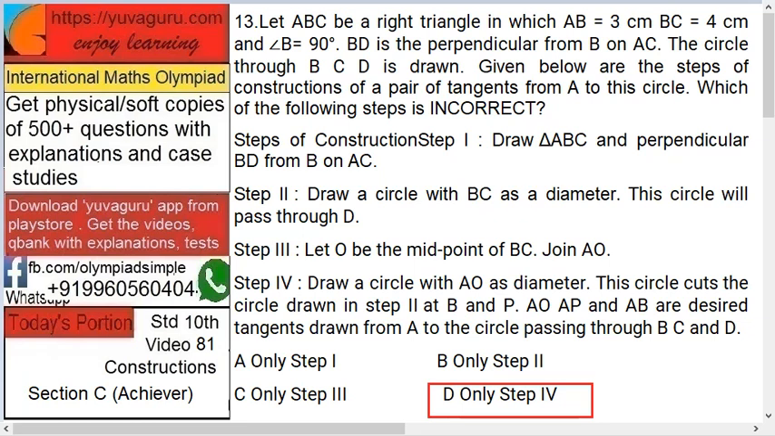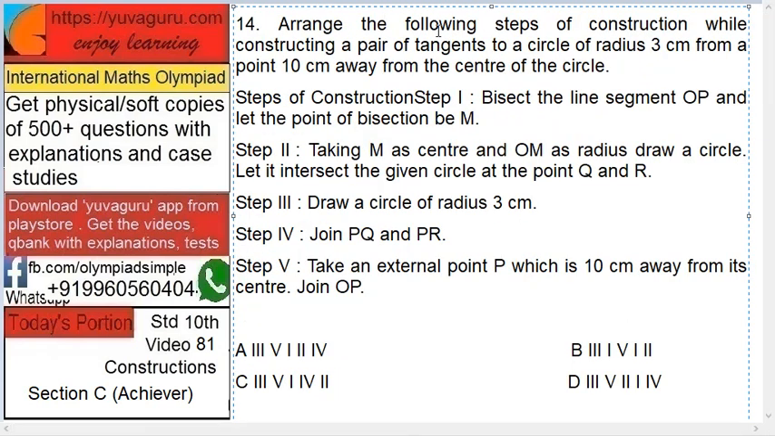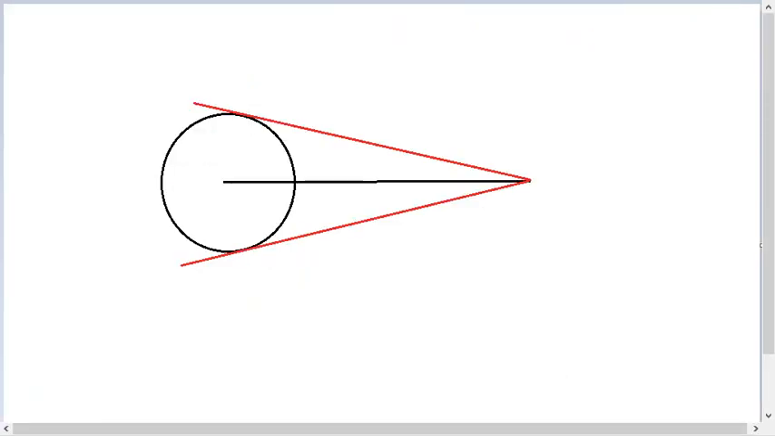Okay. Next, arrange the following steps of construction while constructing a pair of tangents to a circle of radius 3 cm from a point 10 cm away from the center of the circle. First, understand what we have to do. This is a circle of radius 3, then one point 10 cm away, and we have to draw tangents from this point to the circle. So what will the first step be? First draw the circle, then this segment, and then the tangents, right?